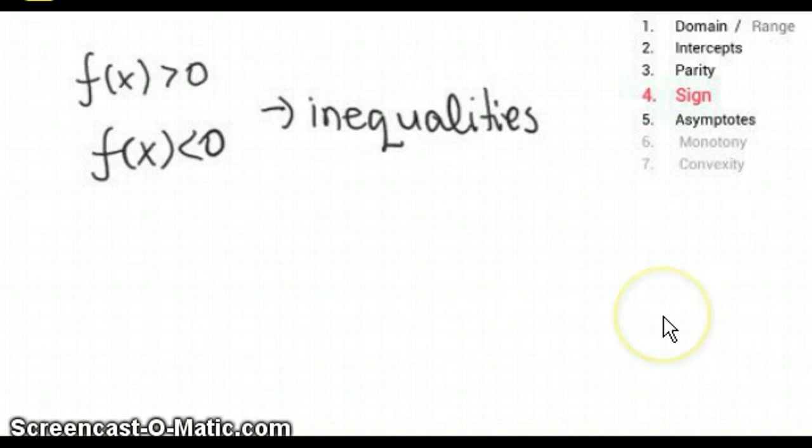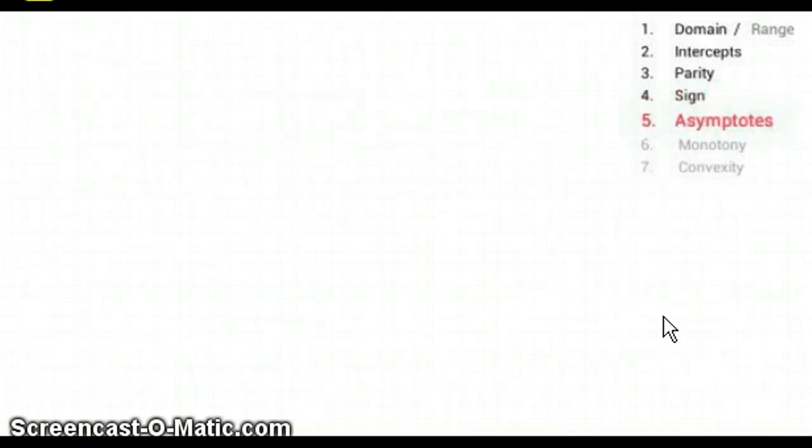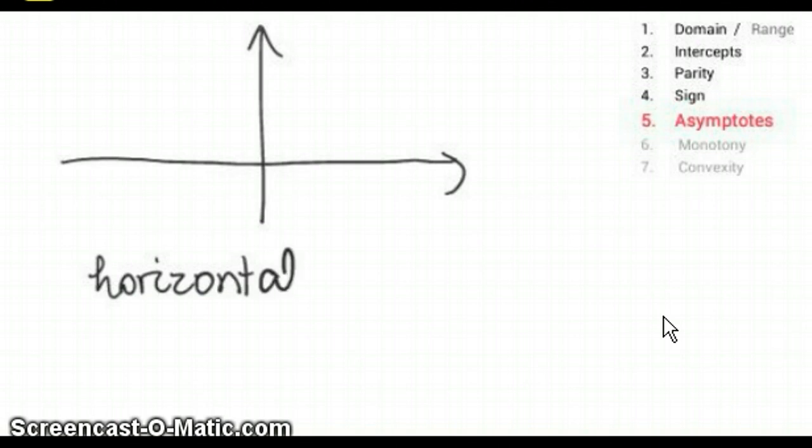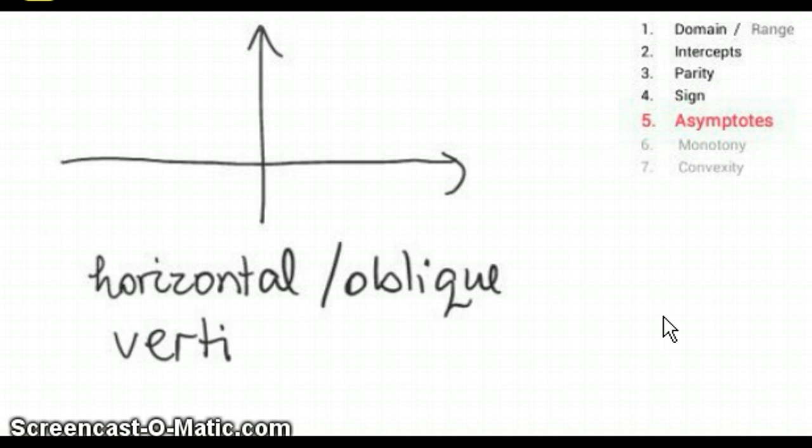And the asymptotes refer to those areas where we can't see what happens. The asymptotes can be horizontal or oblique and vertical. This is another lesson as well.